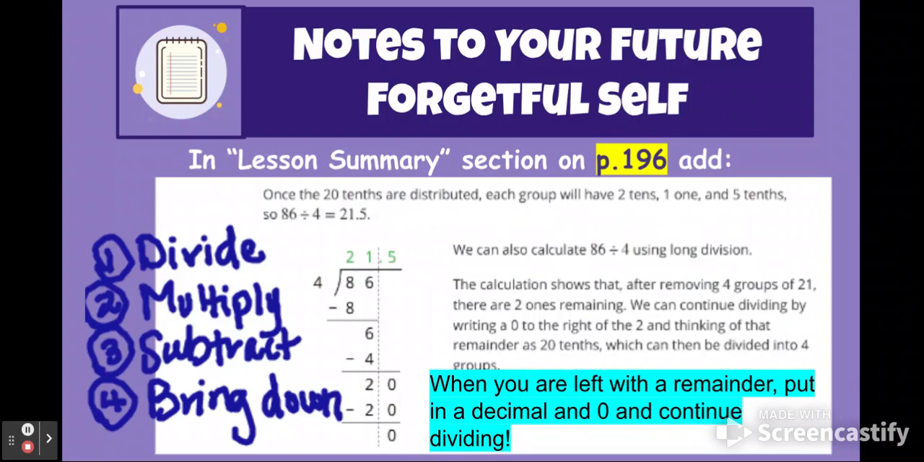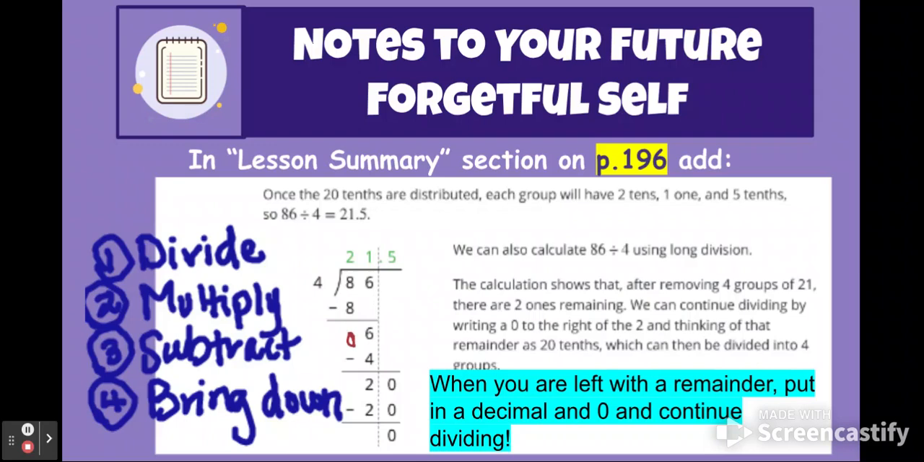Let's remind ourselves of some very important things regarding long division. Number 1, here are my steps for long division. I'm going to start by dividing, like 8 divided by 4 is 2. Then I'm going to multiply. 2 times 4 is 8. I'm going to subtract them. 8 minus 8 is 0. And then I'm going to bring down the next place value. So I bring down that 6. So I essentially have a 0 there and 6.